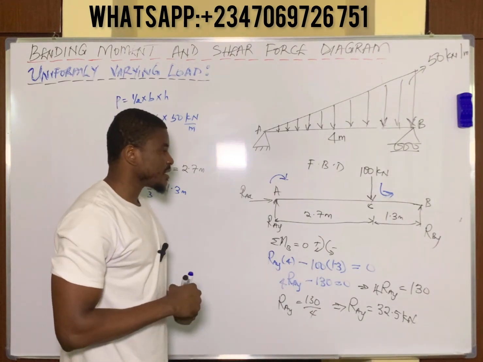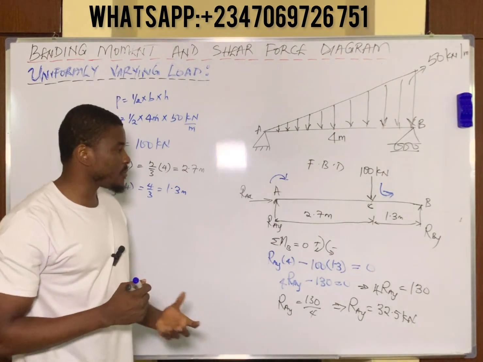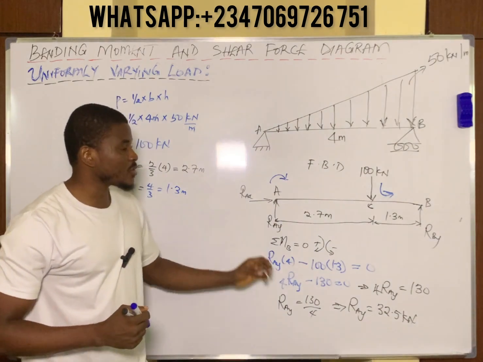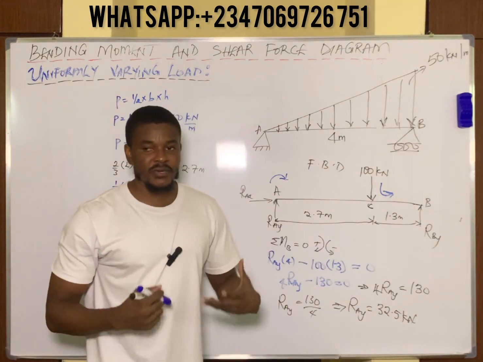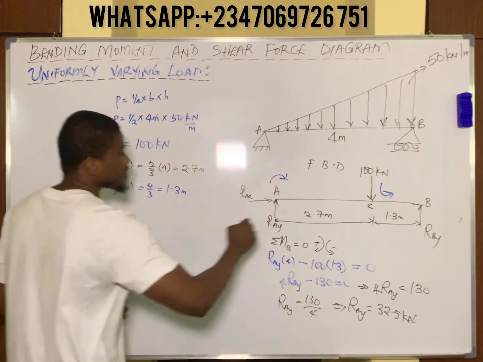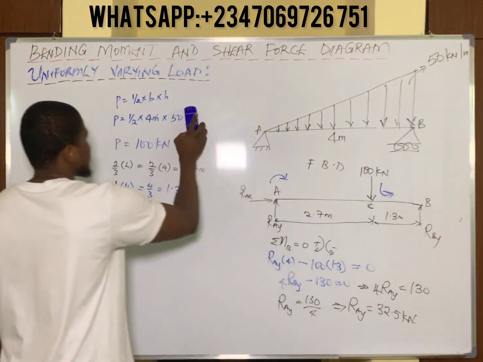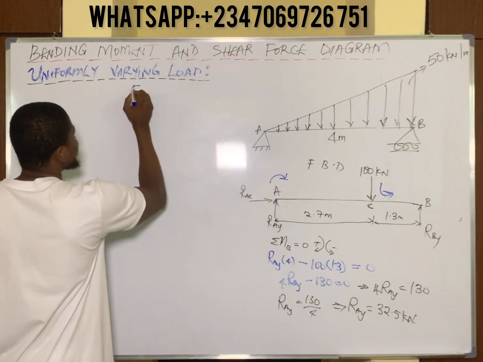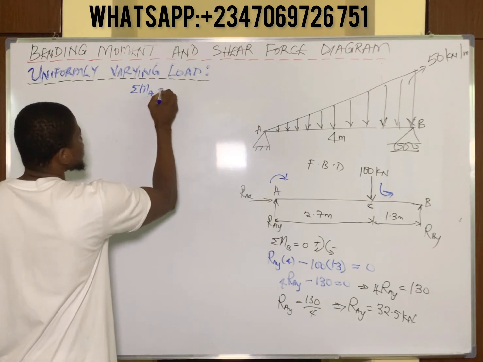Having found this, you apply the next moment. Now you're taking moment at point A. Since you already know the value of RAY, you simply take moment at point A to find the value of RBY. Okay, so our next target is now to take moment at point A. So we simply take moment, summation of moments at A is going to be equal to 0.